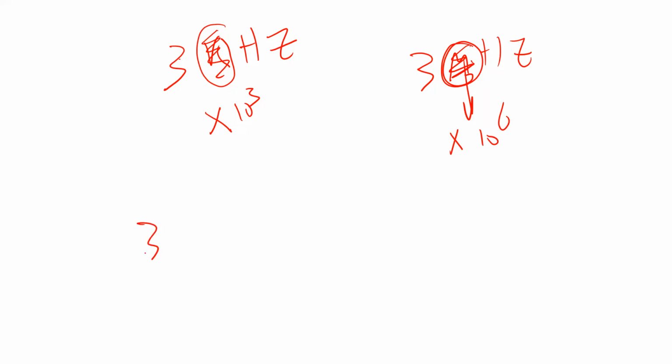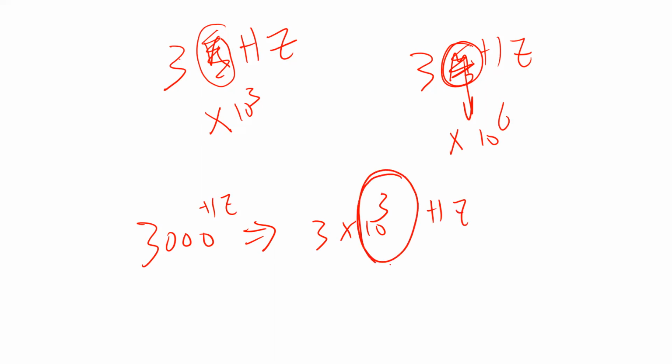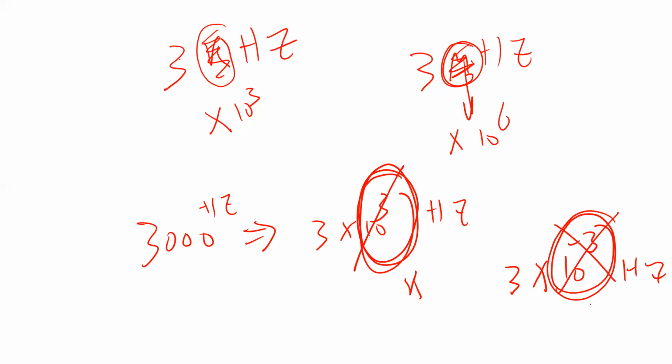For example, I have here 3000. So 3000 is actually 3 times 10 to the power 3. Here 3000 hertz, this one also hertz, and then I can replace 10 to the power 3 by kilo. Is that okay? Same thing if it is 3 times 10 to the power of -3 hertz, this I can replace with milli, and so on.